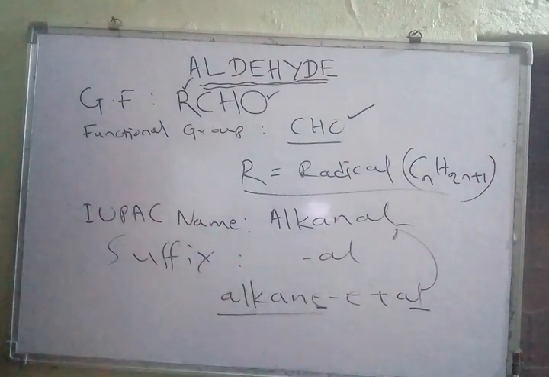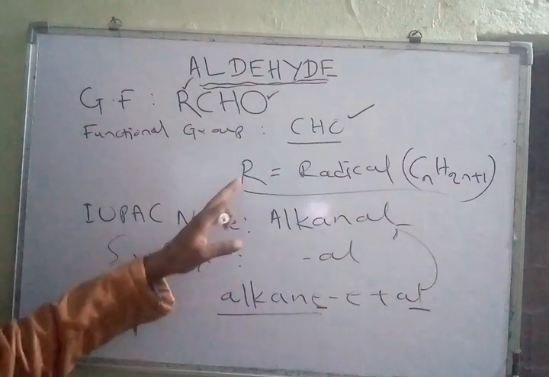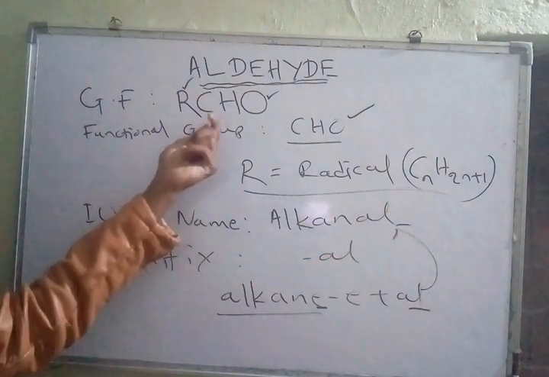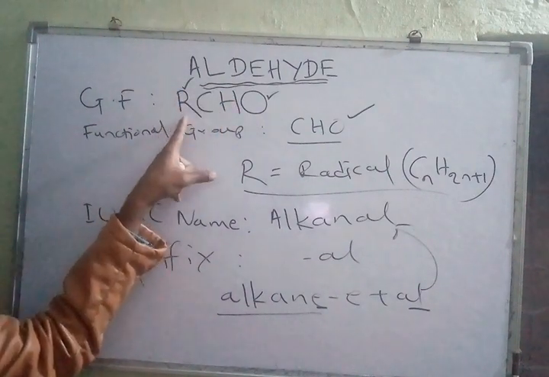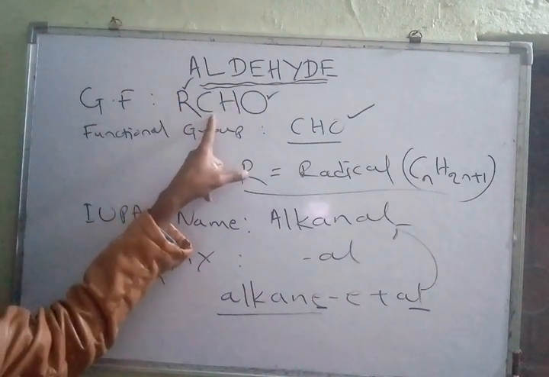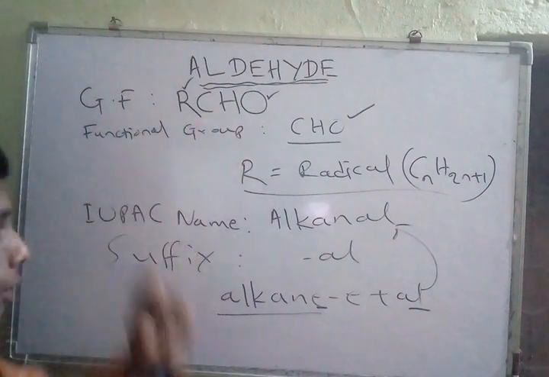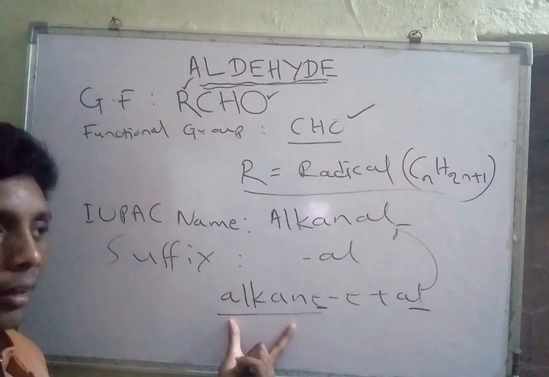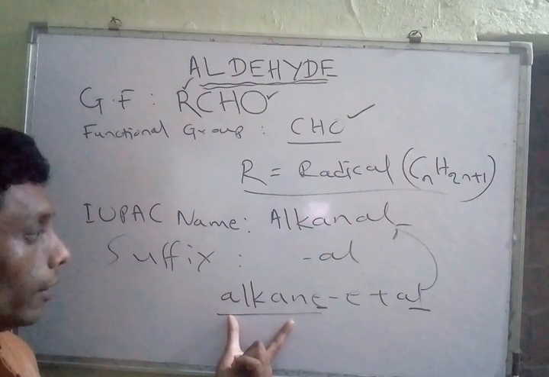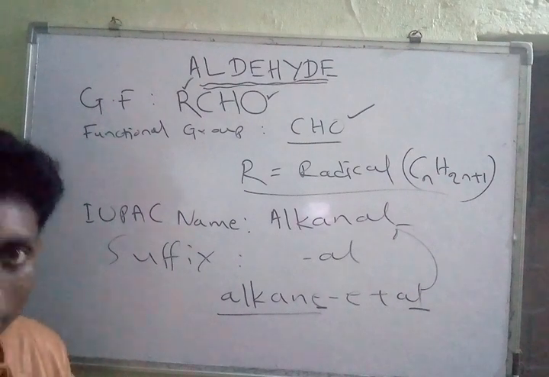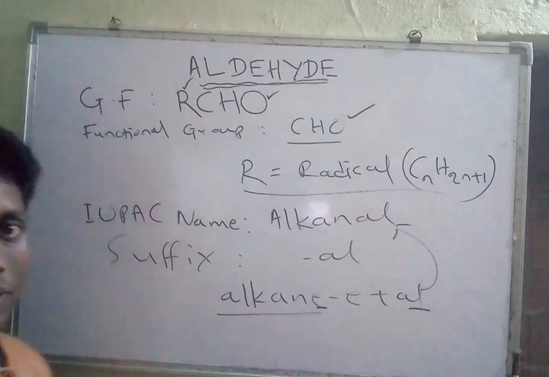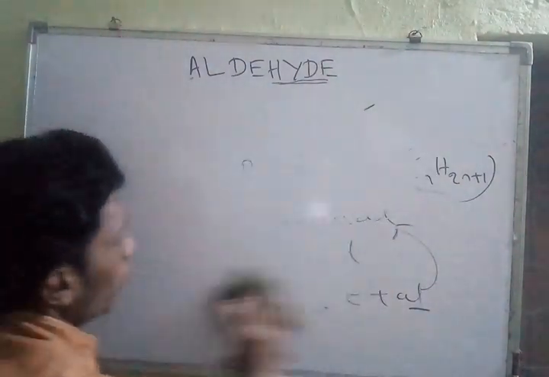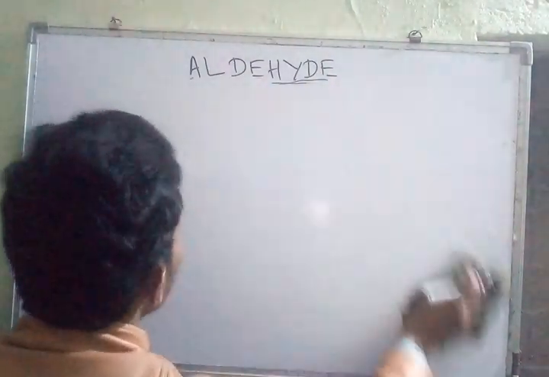If the radical group contains only one carbon, then in total there will be two carbons: one carbon of the radical group and one carbon of the functional group CHO. So two carbons. Here alkane becomes ethane, and it will be ethanal. We'll discuss the details of this nomenclature. It is very simple and easy.